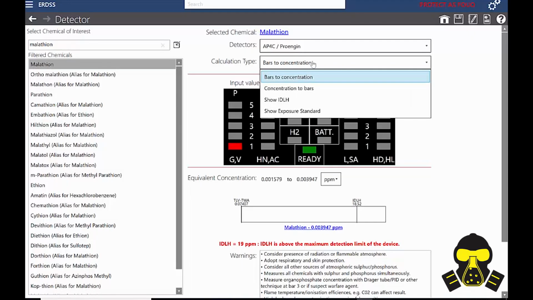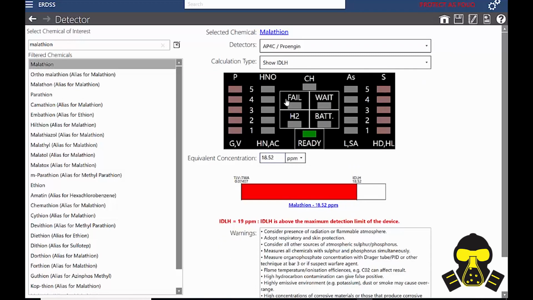What I like to do as well is, we had bars to concentration where we were just saying, what does IDLH show up as? That's what IDLH would look like. Malathion is going to flash red at you on phosphorus and sulfur completely. If I want to show the exposure standard, you're going to have 3 on phosphorus, 2 on sulfur. That, I got to tell you, is absolutely phenomenal.